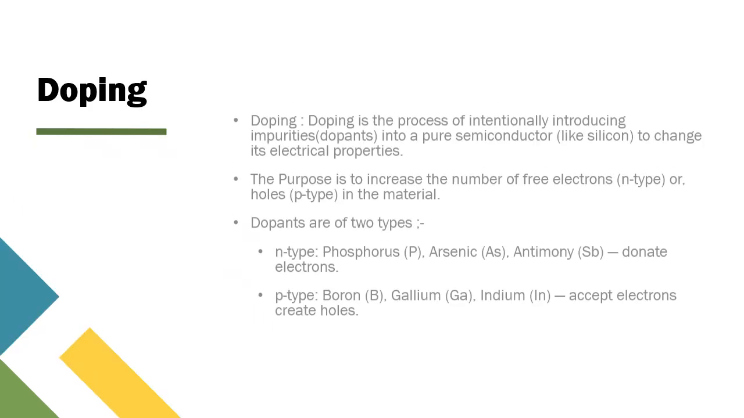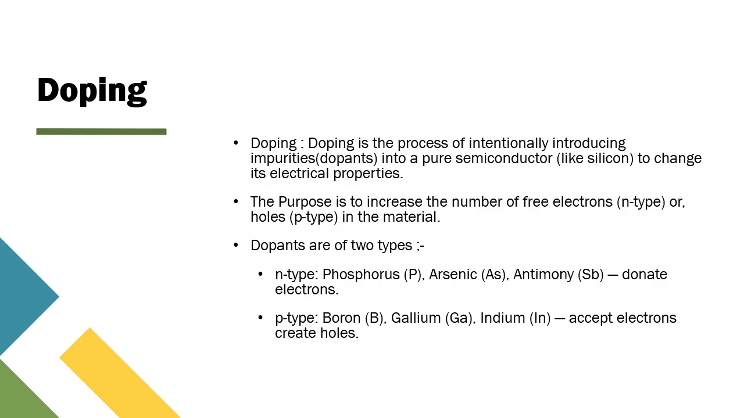Doping. Doping is the process of addition of impurities into a pure semiconductor to change its electrical properties. The main aim of the doping is to increase the number of free electrons or holes in the materials. The impurities which are added to these pure semiconductor materials are also called dopants.